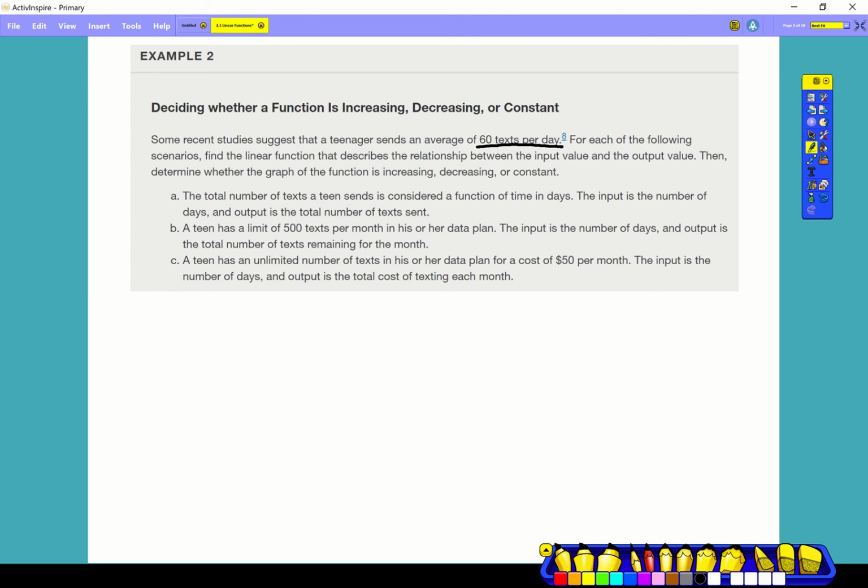Okay, 60 texts per day. So A, the total number of texts a teen sends is considered a function of time in days. The input is the number of days and the output is the total number of texts sent. So if the input is days and it's 60 texts per day and we want the total number of texts sent, it's going to be 60d.